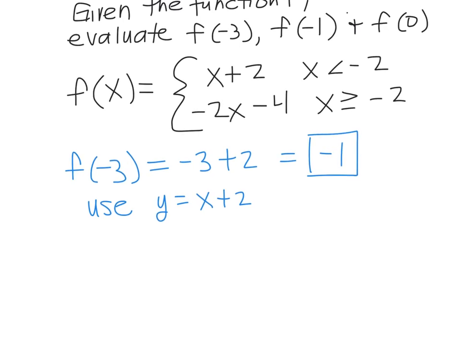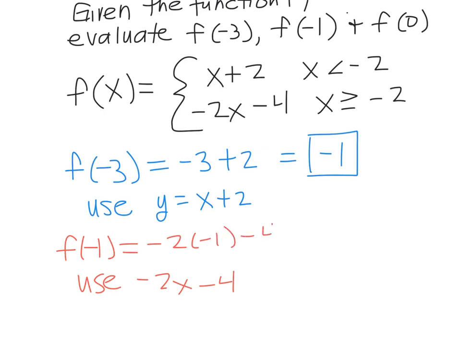All right, so now let's look at f of -1. Okay, so first we want to identify which piece of the function are we going to use. Well, -1 is greater than -2, so we're going to use -2x minus 4. So plugging -1 into x, we get -2 times -1 minus 4, so that's a 2 minus 4, and we get -2. All right, so f of -1 is equal to -2.